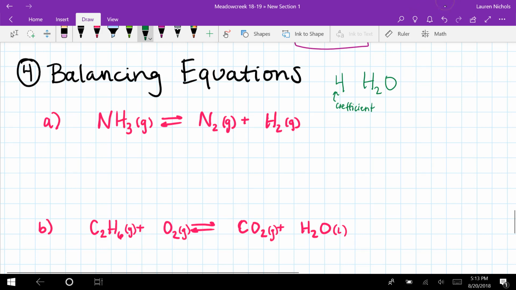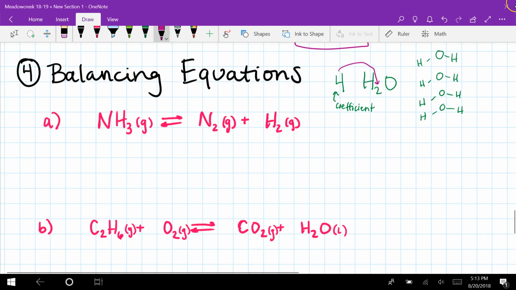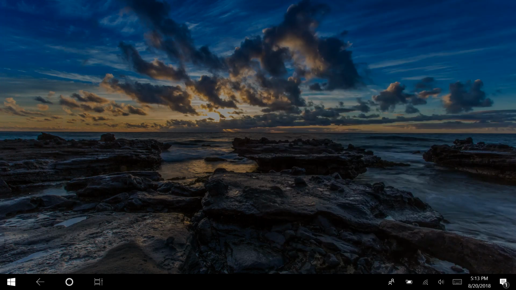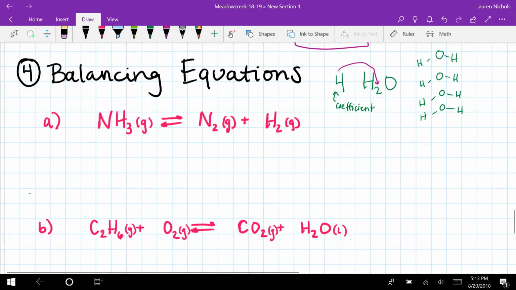So if I have 4 H2Os, and water looks something like this, takes on this shape. If I have 4 of these, and I were to count the actual number of hydrogens, it would be 8. And we can see that from our coefficient. If I were to multiply 4 times this 2 here, I would get a total of 8, and 4 times my 1 oxygen gives me 4 oxygens. And so we can use that to show how many is happening in each one.